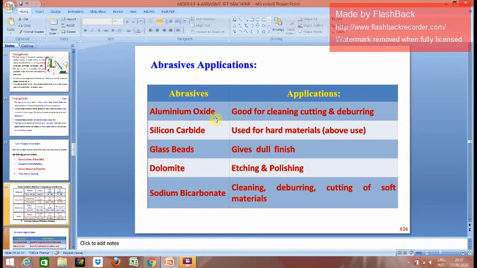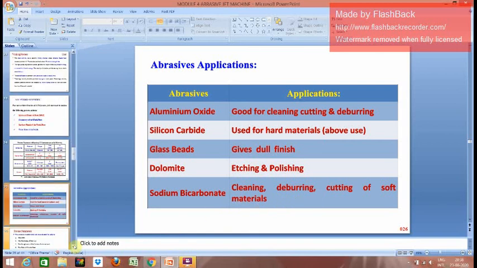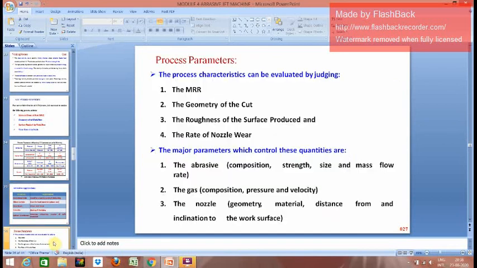You can see a lot of application of aluminum oxide in cleaning, cutting and deburring. Silicon carbide is used for very hard materials, which is being used over here in the AJM case. Glass beads give a very dull finish. Dolomite is used for etching and polishing. Sodium bicarbonate is used for cleaning, deburring and cutting of soft material. So these are the certain abrasive applications of the AJM.